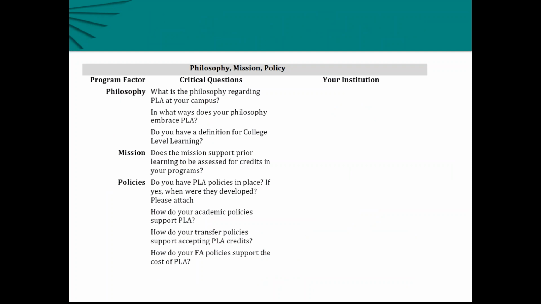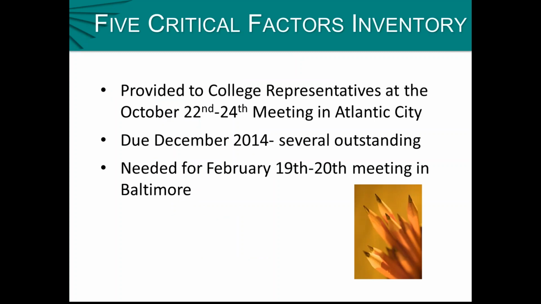And you can sort of see that the questions being asked are really in-depth. In the handbook is the full inventory, and we have given that out to each of the institutions. We provided it to the college representatives at the October meeting in Atlantic City, and we had a due date in December. At this point, we have 3 of the institutions, and we're missing the remaining 4.